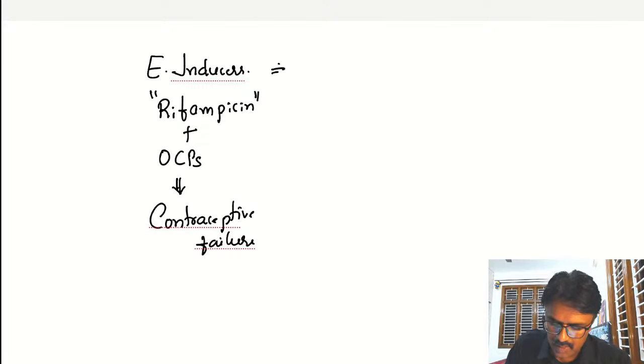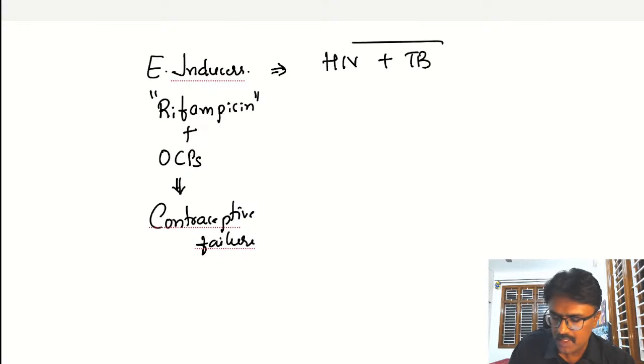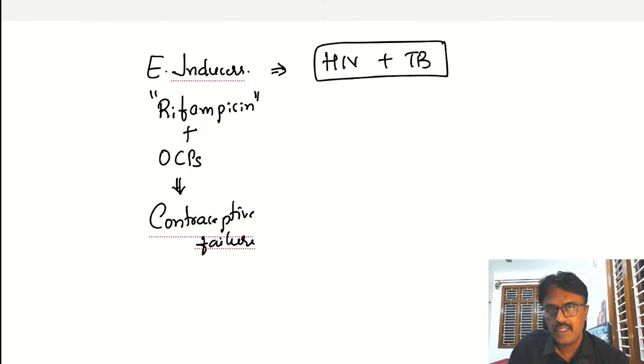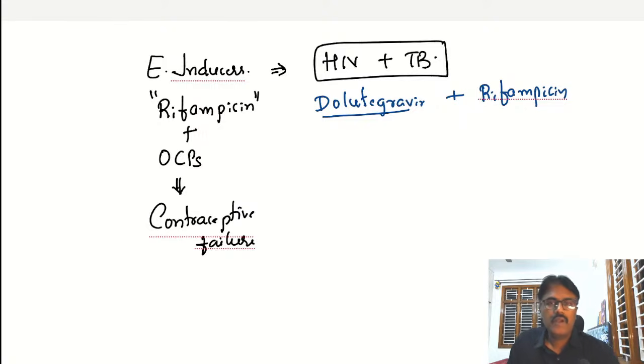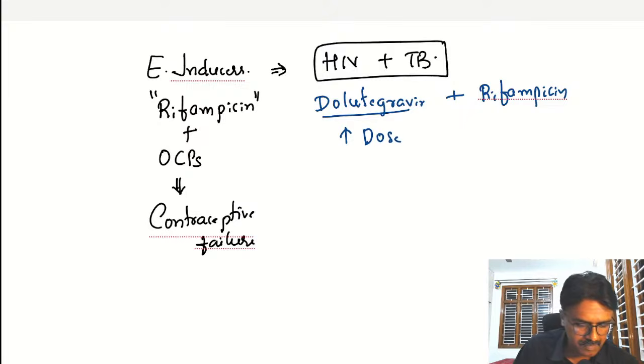Second, enzyme inducer. Suppose a patient is having HIV and TB both. So the application they will ask you is, which one will you treat first, HIV or TB? First treat TB and then HIV. Second question they will ask you is, suppose a person is already on dolutegravir and he is also on rifampicin for TB. Rifampicin is an enzyme inducer, so it can affect the levels of dolutegravir. Then what will you do? What we will do is, we will increase the dose of dolutegravir.